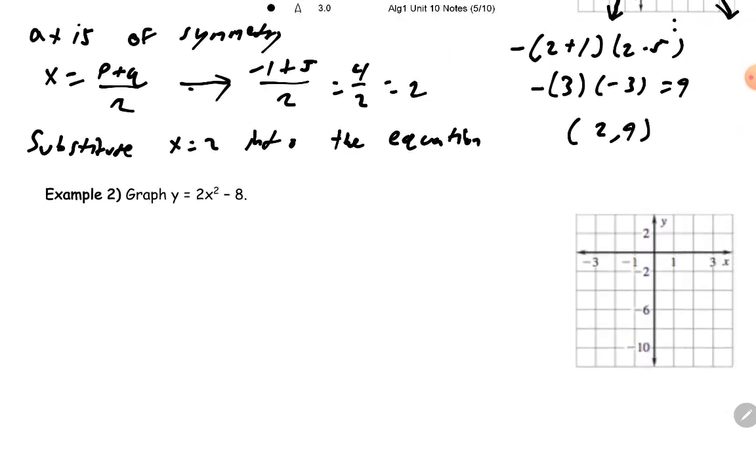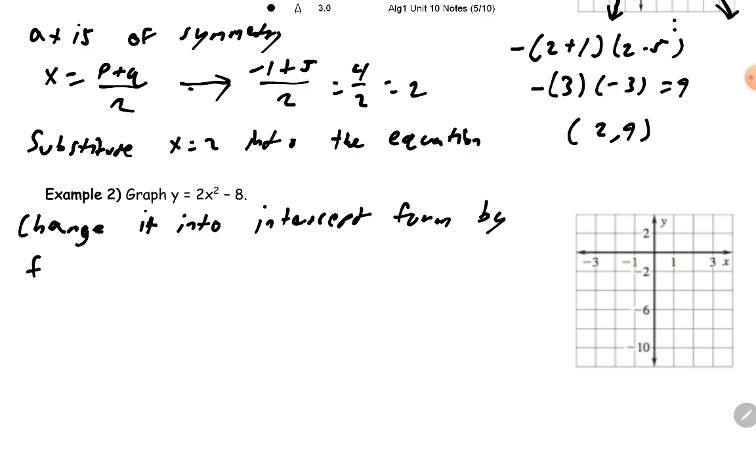Example 2. This one's not in intercept form, but we can change it into intercept form. We could also do it the other way, what we did last section. But if we wanted to, we can change it into intercept form by factoring.